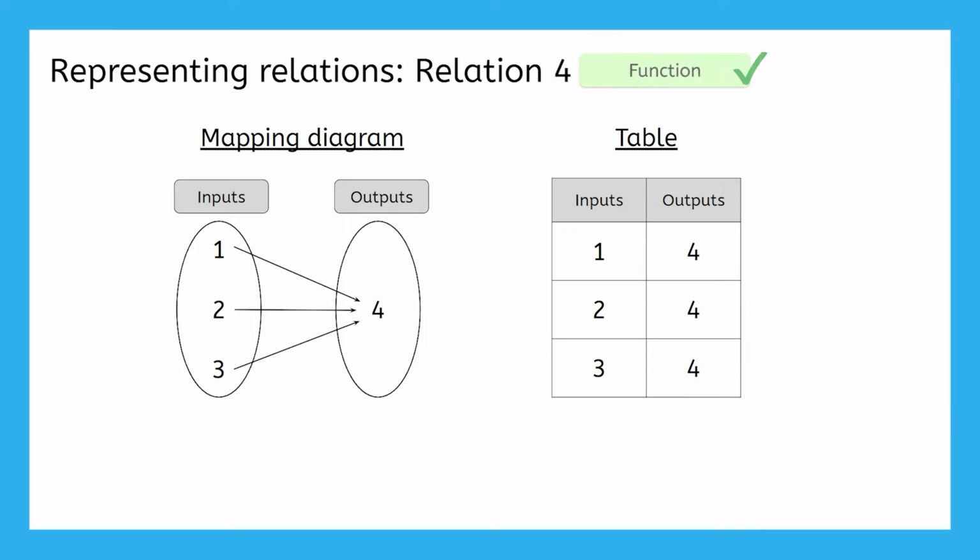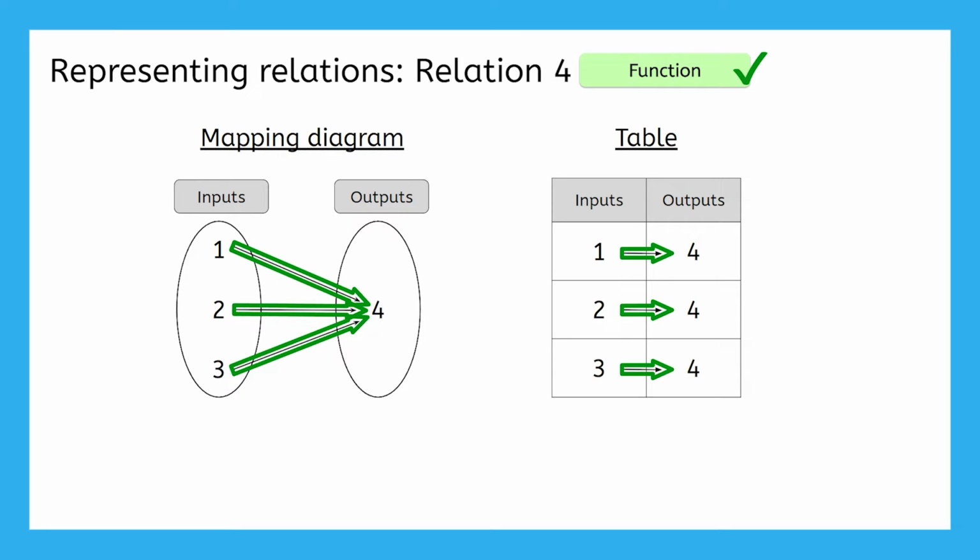This is a function, since each input links to one output. And it's totally all right that all three inputs map to the same output. That would be like three items at the grocery store having the same price. Totally possible.